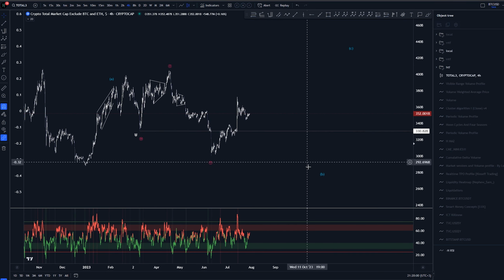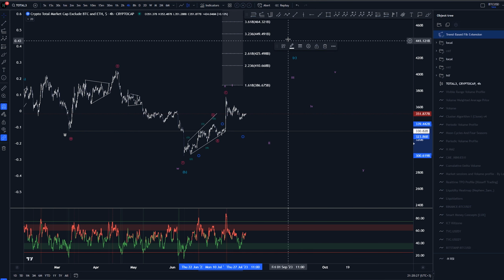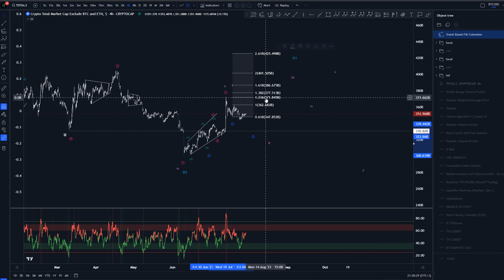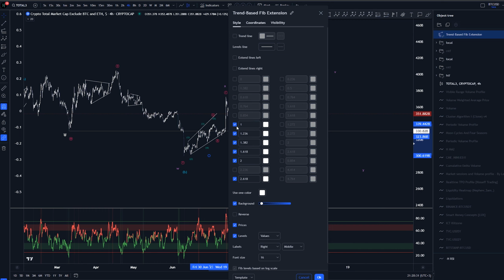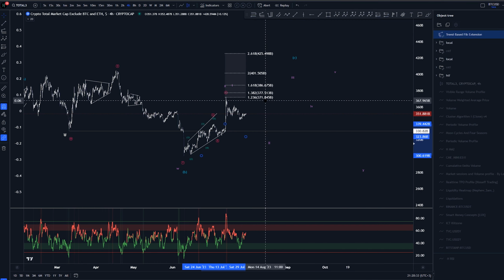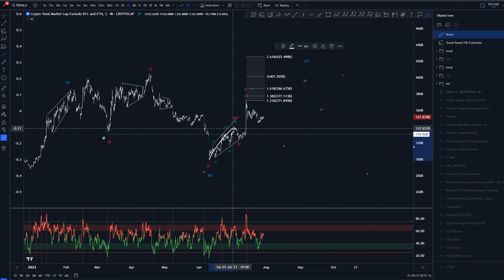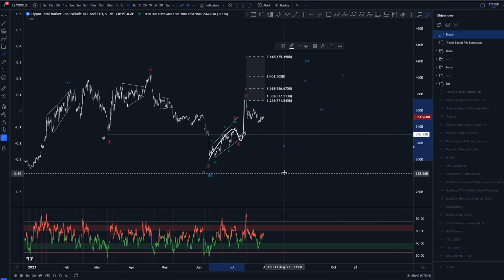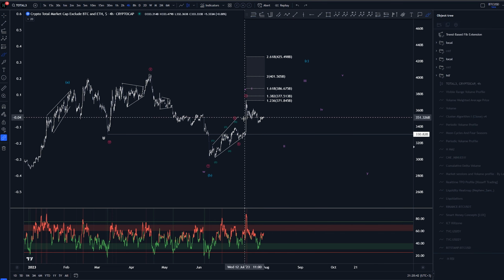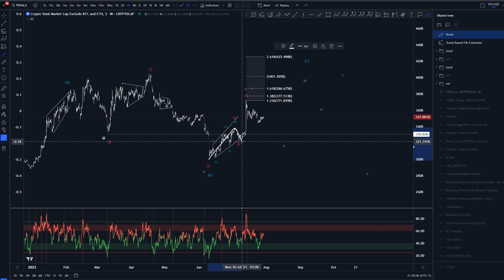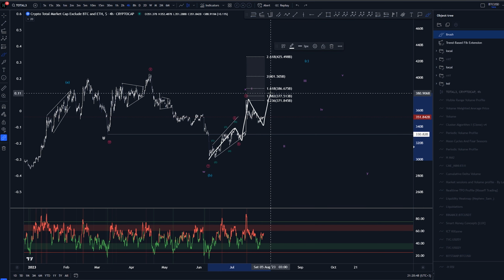Now, let's go through this again with the extensions in mind. Let's get this with the C wave target, get rid of the small ones that we don't need, and look at the targets that we hit. So overall, to me, this looks very much like a three-wave structure. I have no doubt about that. However, there is of course always the possibility where this is 1, 2, 3, 4, and 5. However, how likely is that?